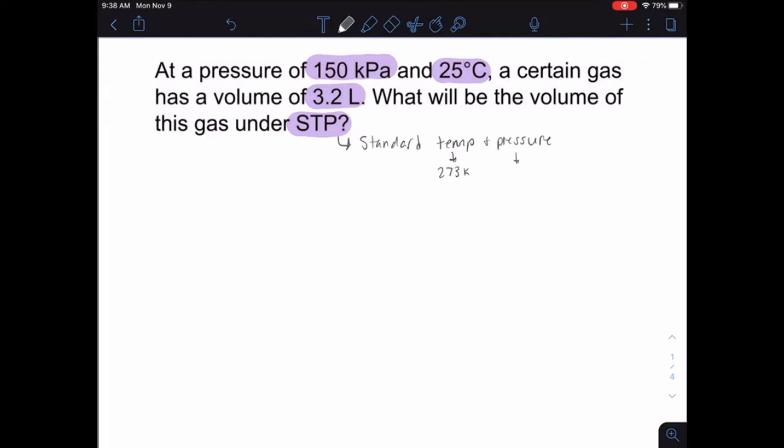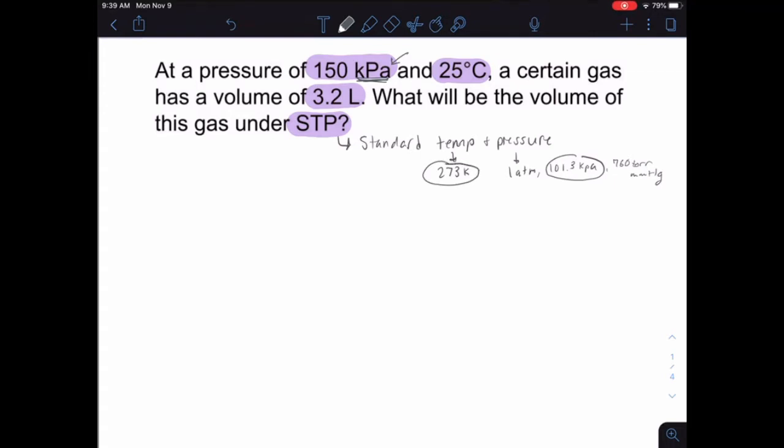And standard pressure is always going to be 1 atmosphere, or in this case, since we're dealing with kilopascals, it's going to be 101.3 kilopascals. So if we were dealing with torr or mmHg, it would have been 760 torr or mmHg. So it just depends on what unit you're using in the problem. So since we're using kilopascals, we're going to use that for our pressure and that for our temperature.